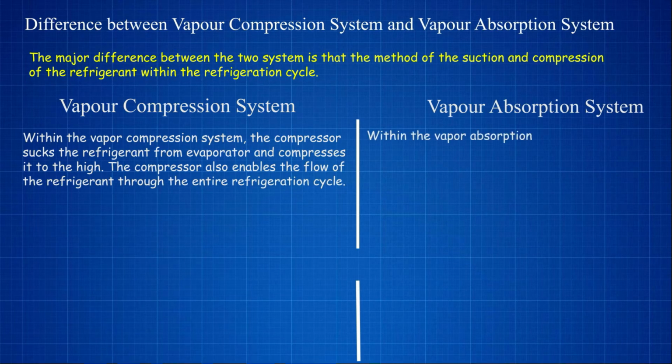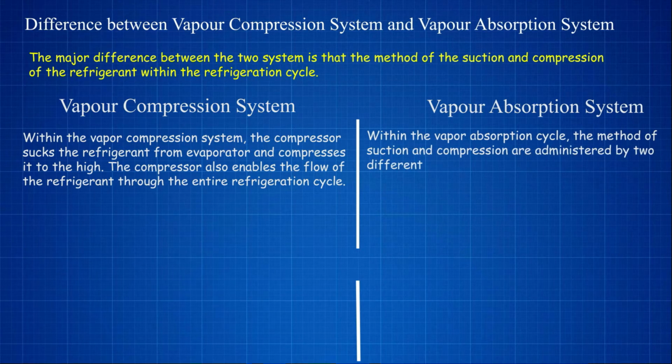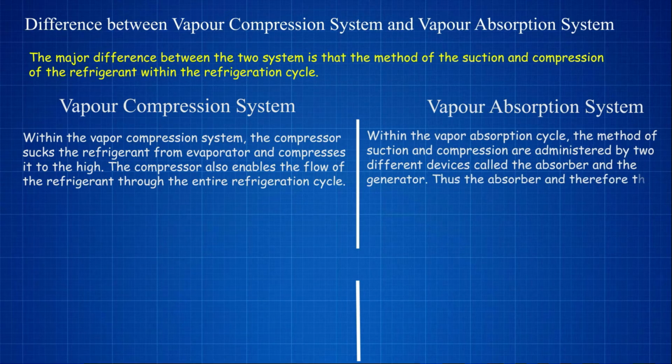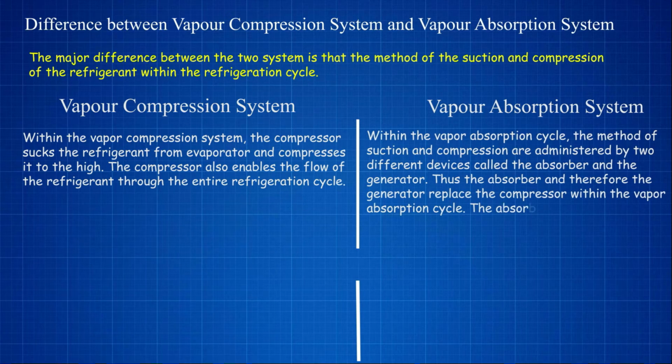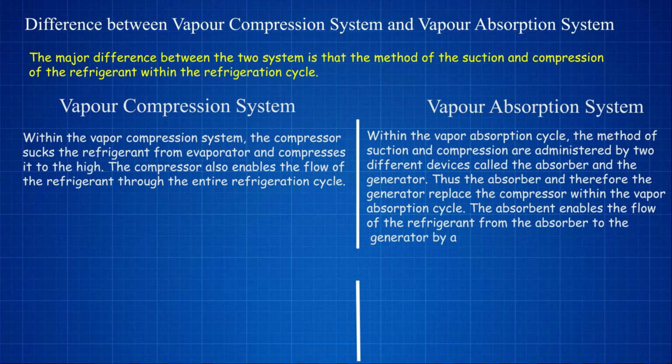Within the vapor absorption cycle, the method of suction and compression are administered by two different devices called the absorber and the generator. Thus the absorber and the generator replace the compressor within the vapor absorption cycle. The absorbent enables the flow of the refrigerant from the absorber to the generator by absorbing it.